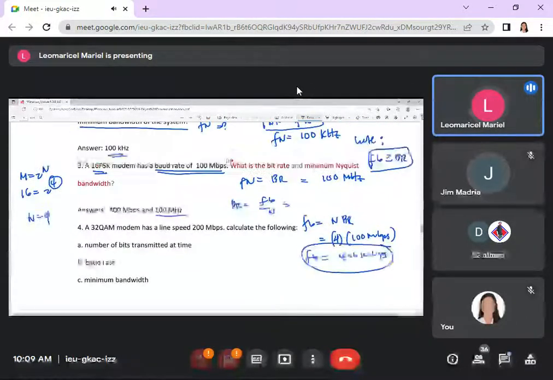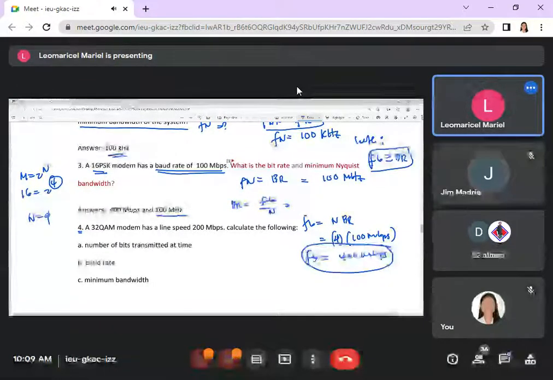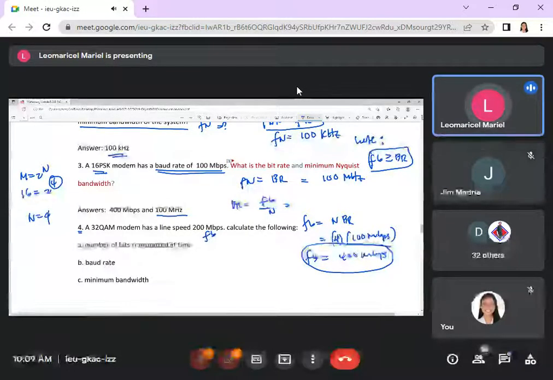Okay. So number 4, a 32 QAM modem has a line speed of 200 Mbps. Calculate the following. So ano yung ating 200 Mbps na to? Line speed. Therefore, ito ay ating fb. Then tinatanong dito, number of bits transmitted at a time. So ilang bits to na-transmit at a time.